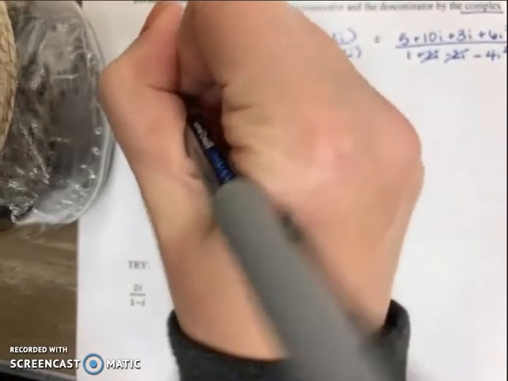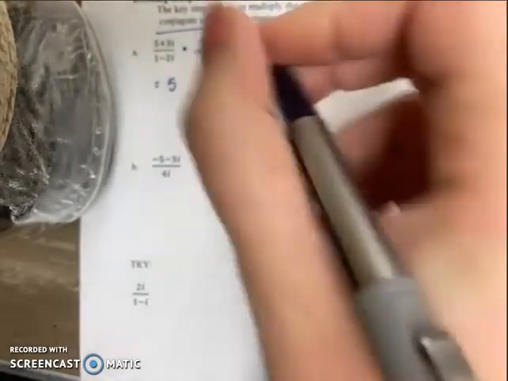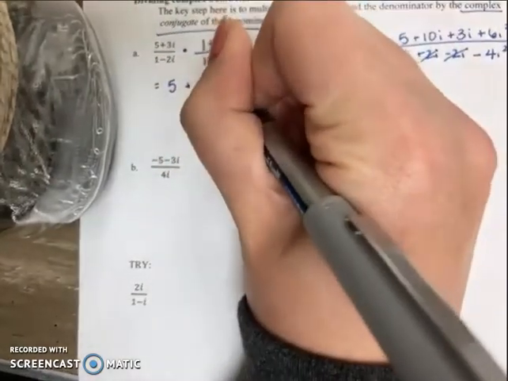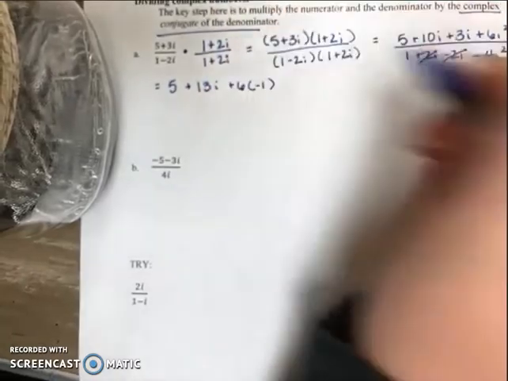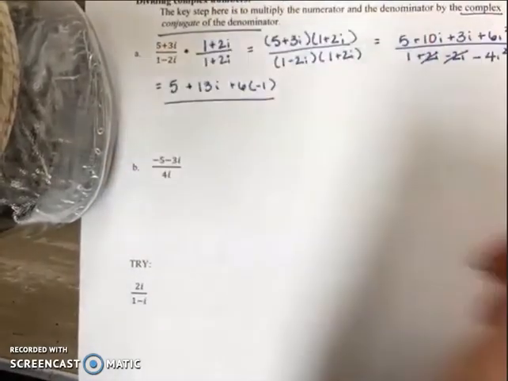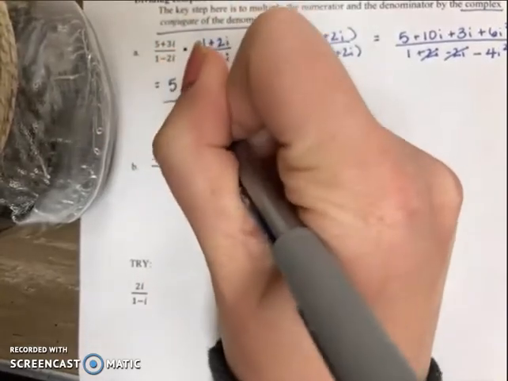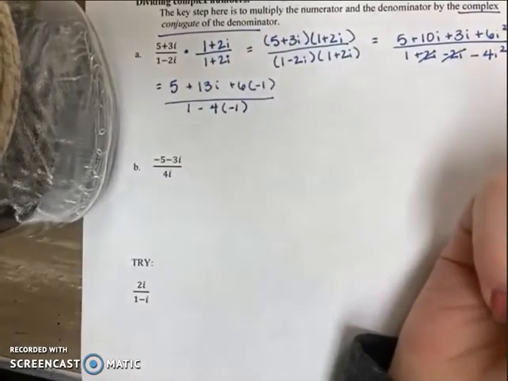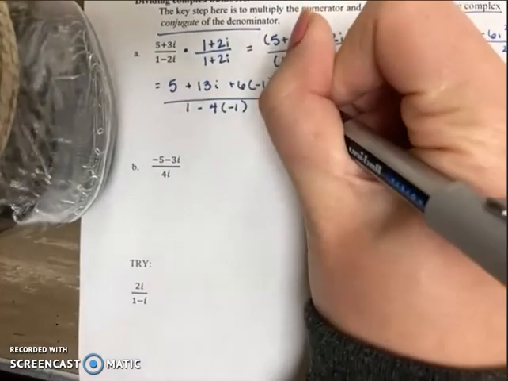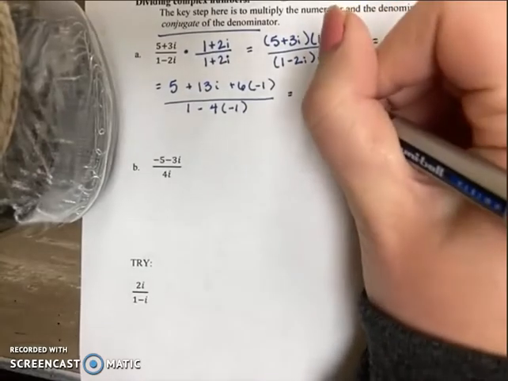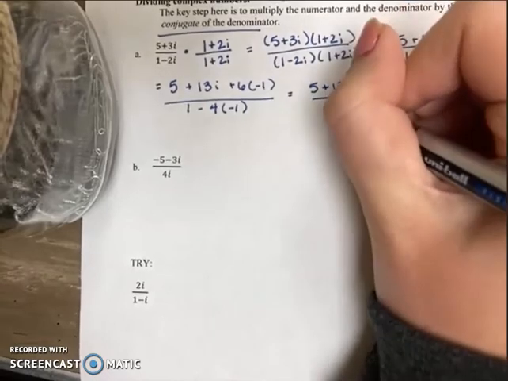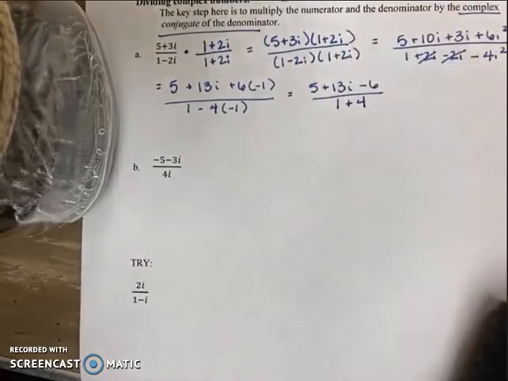So really what I have here is 5. I'm going to combine my i's. So 5 plus 13i plus 6 times i squared, which is a negative 1, all over 1 minus 4 times i squared, which was a negative 1. Still cleaning it up, that gives me 5 plus 13i minus 6 over 1 plus 4.